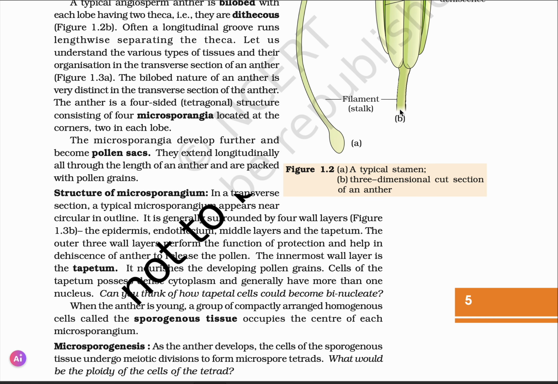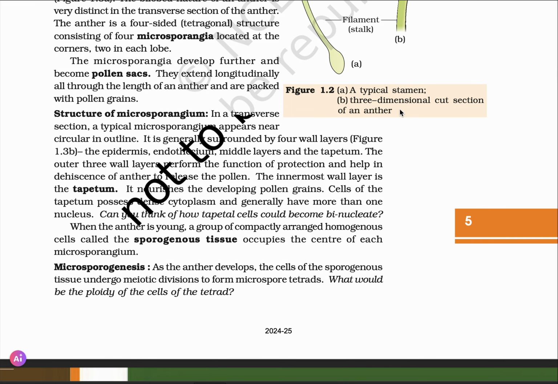The outer three walls perform the function of protection and help in the dehiscence of anther, which helps in release of the pollen grains or pollen, and the innermost wall, which is the tapetum, nourishes the developing pollen grains. So the cells of the tapetum possess a dense nucleus and generally are multinucleated.